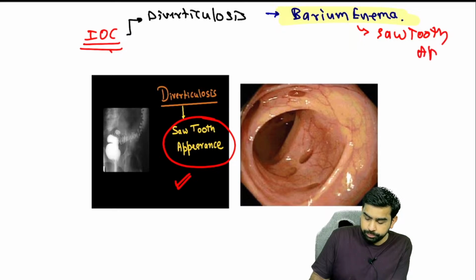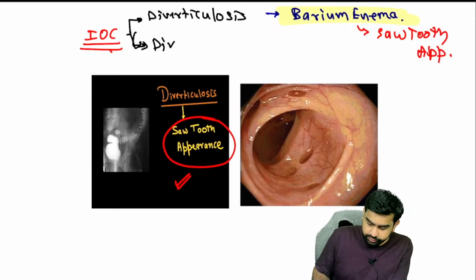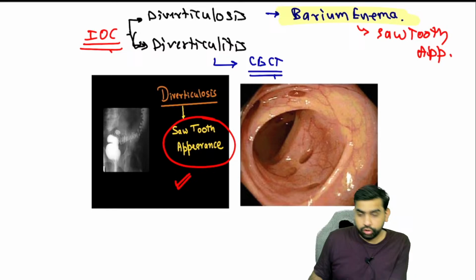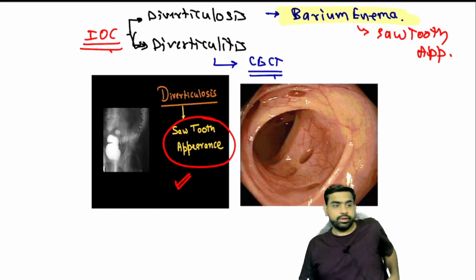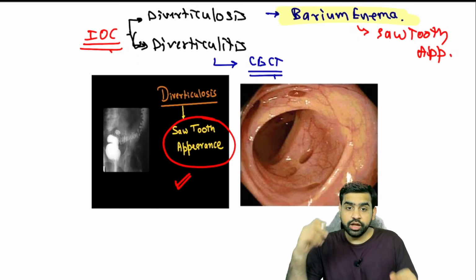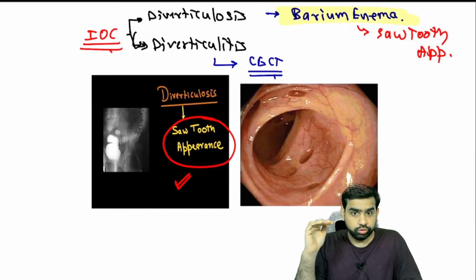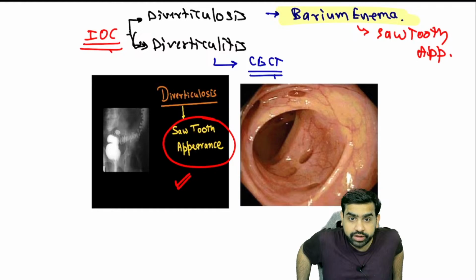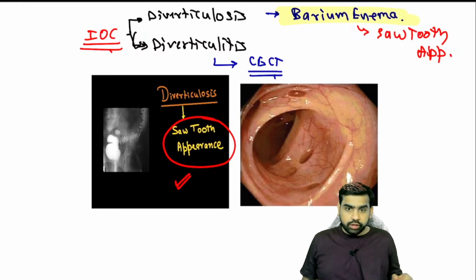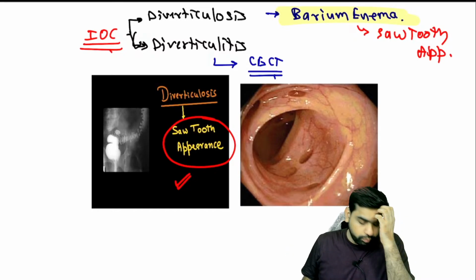Okay, and what is the investigation of choice for the diverticulitis? The investigation of choice for the diverticulitis is the CECT, contrast enhanced CT scan of the abdomen. Please try to understand this particular point, guys. Investigation of choice for the diverticulosis is the barium enema, sawtooth appearance. Investigation of choice for the diverticulitis is the CECT. That is what you need to understand. Okay, understood? I hope you got this.